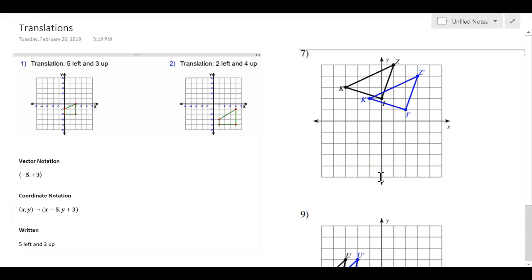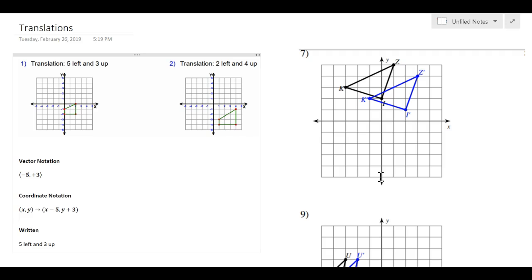All right, guys, what we're going to talk about now are translations. So we're going a little bit more in depth into the three rigid transformations we talked about in the last video. Translations, I think, are probably the easiest to explain, the simplest to visualize.